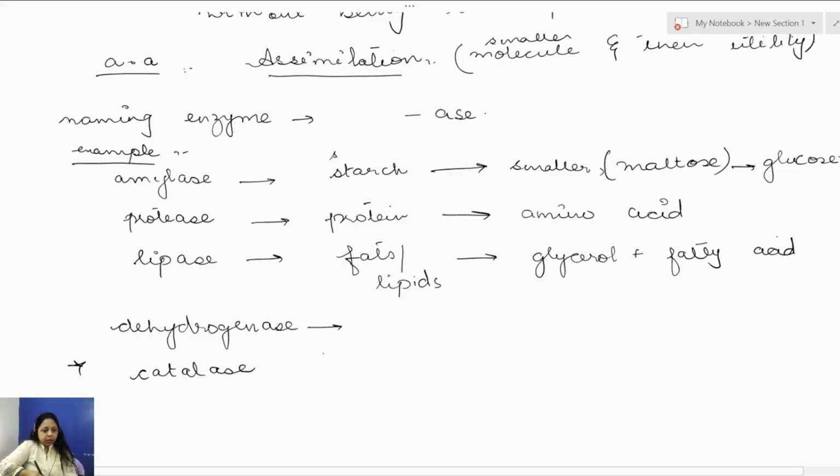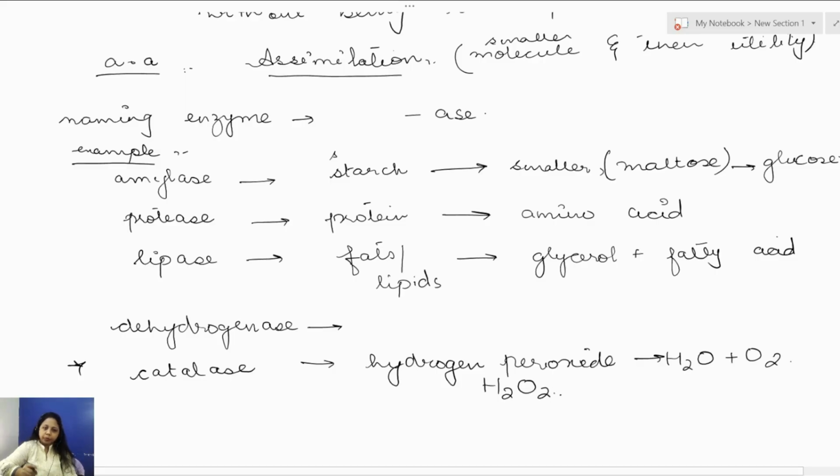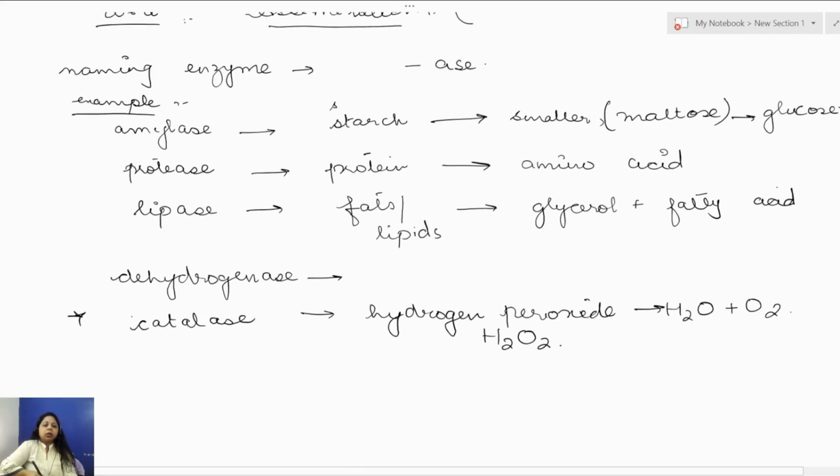This is another important one. So the function of catalase is to break down hydrogen peroxide into water and oxygen. Okay. The formula for hydrogen peroxide is H2O2. Okay. Next one is lactase, that you're going to learn in the last chapter, the biotechnology one.